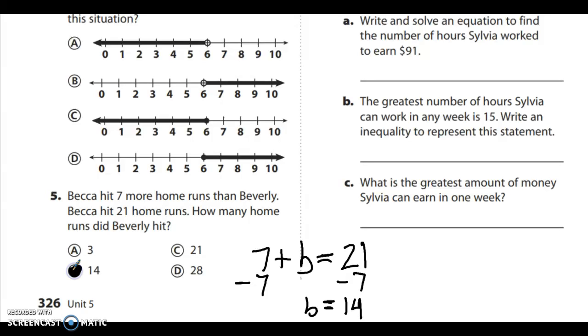And let's go back and reread it. It's always a good idea to reread the question and see if it makes sense. Becca hit 7 more home runs than Beverly, but we think Beverly hit 14, so I'm going to put a 14 there. Becca hit 21. Is 21 7 more than 14? It is. Therefore, the answer is 14. It's B. Let's move on.